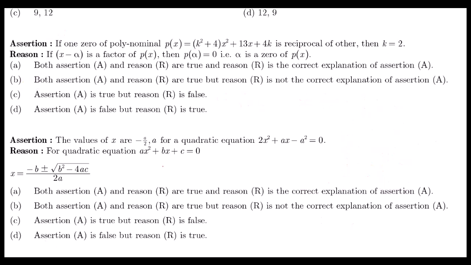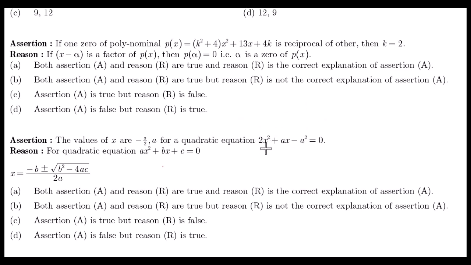Now the next question is from quadratic equations, right? So one quadratic equation is given, 2x square plus ax minus a square is equal to 0. And the reason is that for the quadratic equation ax square plus bx plus c is equal to 0, x, that is the quadratic formula given here, right? A quadratic formula is being given, that is x is equal to minus b plus or minus root of b square minus 4ac by 2a, right? So how to find out the value of x here?